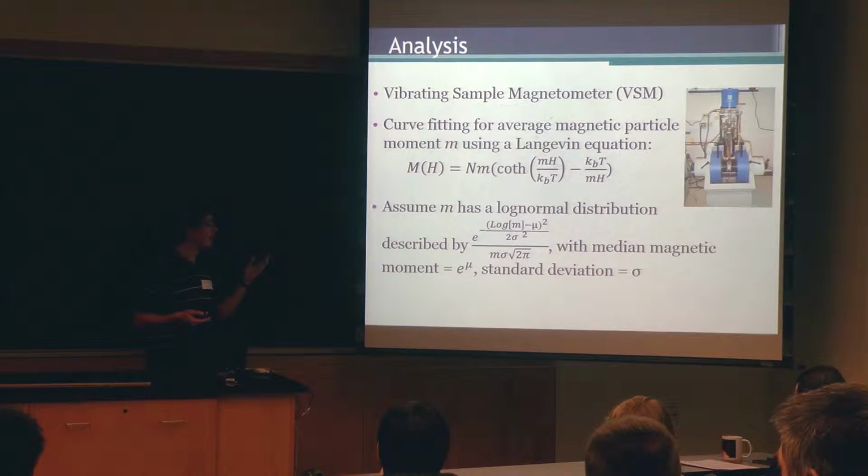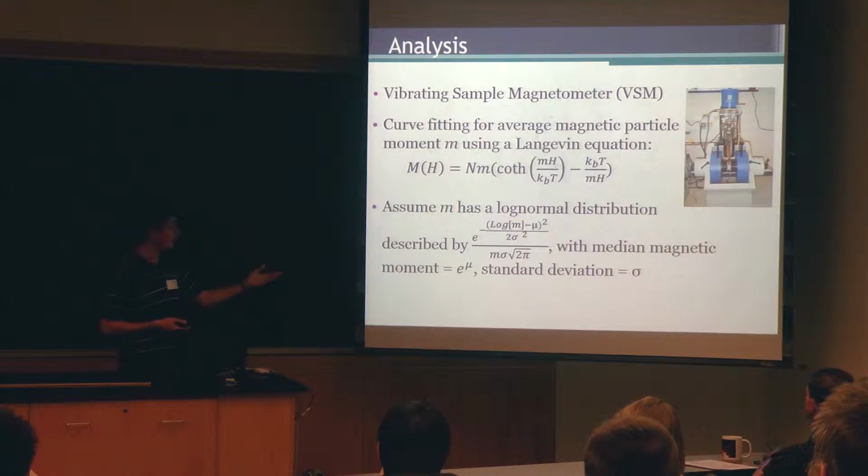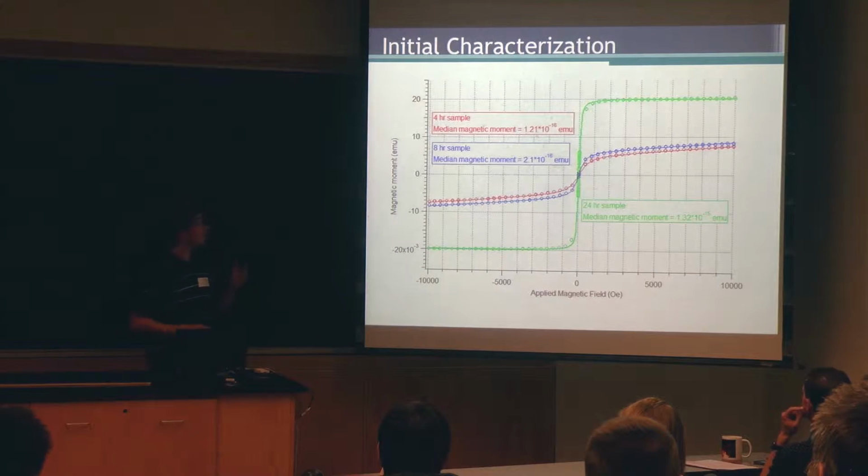And we assume that our magnetic moment has a log normal distribution, as shown by this equation, because of the form of synthesis, with a median magnetic moment of e to the mu and a standard deviation of sigma. So from our initial characterization, you can notice that the 4-hour annealed sample is the least magnetic, the 8-hour annealed sample is in the middle, and the 24-hour annealed sample is the most magnetic.